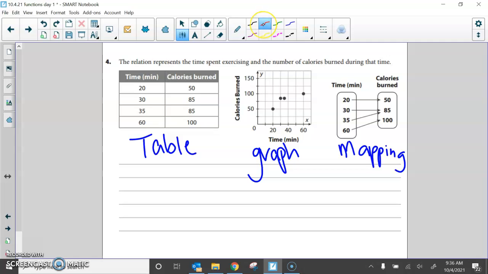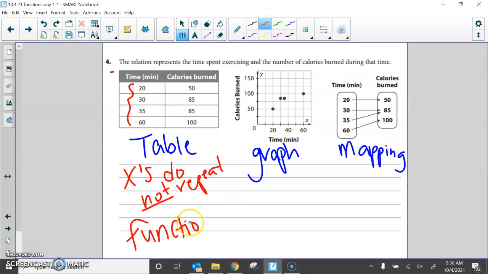So if I just look at the table first, my x's, do they repeat? No, they do not repeat. I have a 20, a 30, a 35, and a 60. So because right here the x's do not repeat, it's a function. So if this one on the left is a function, that means the graph's also a function, and that means mapping is also a function when we're trying to figure this out.